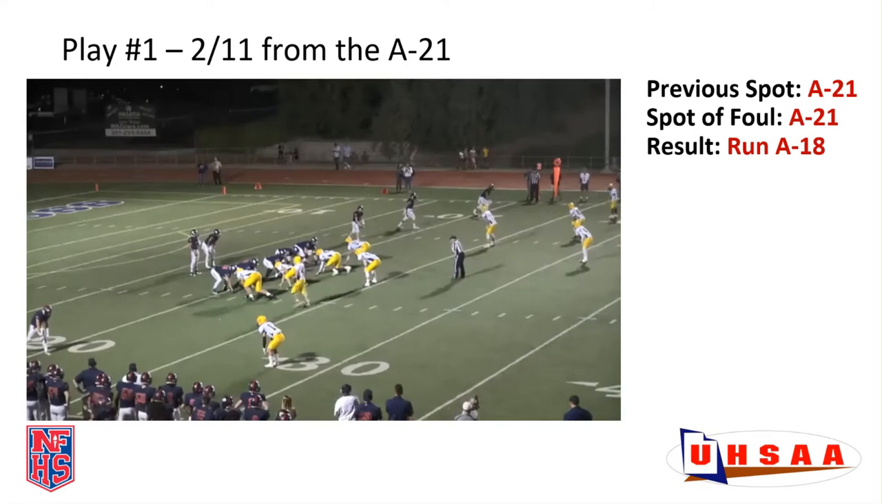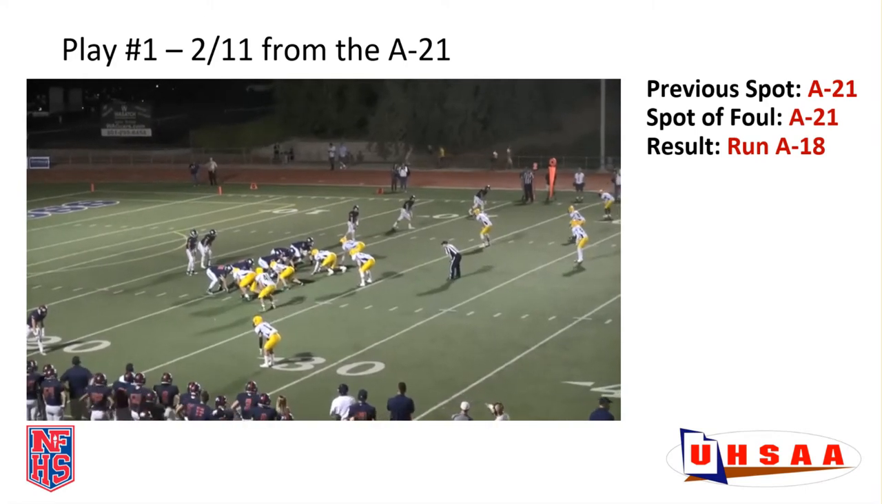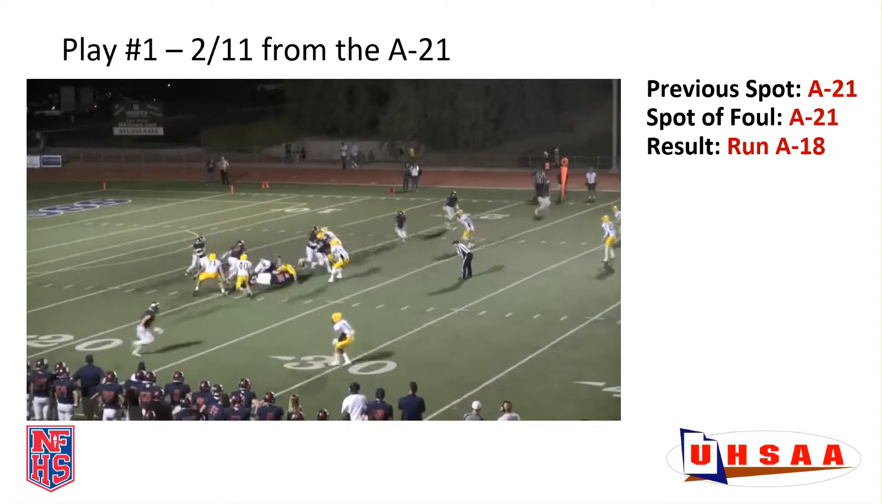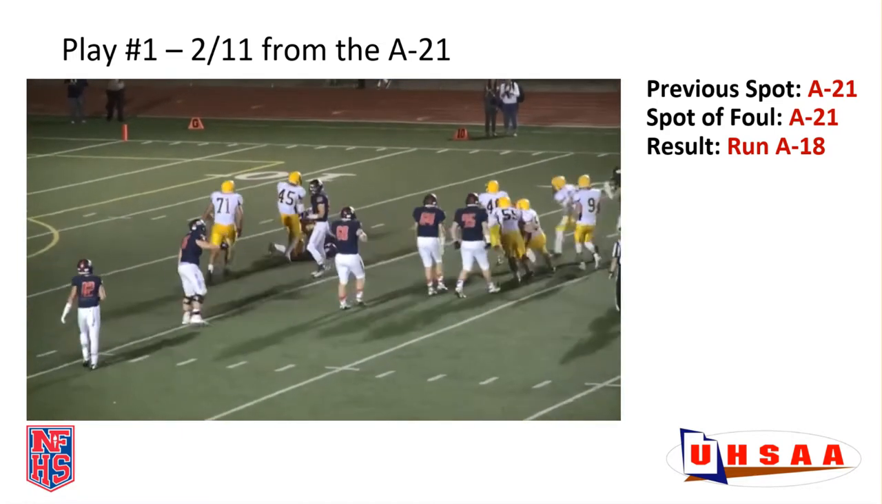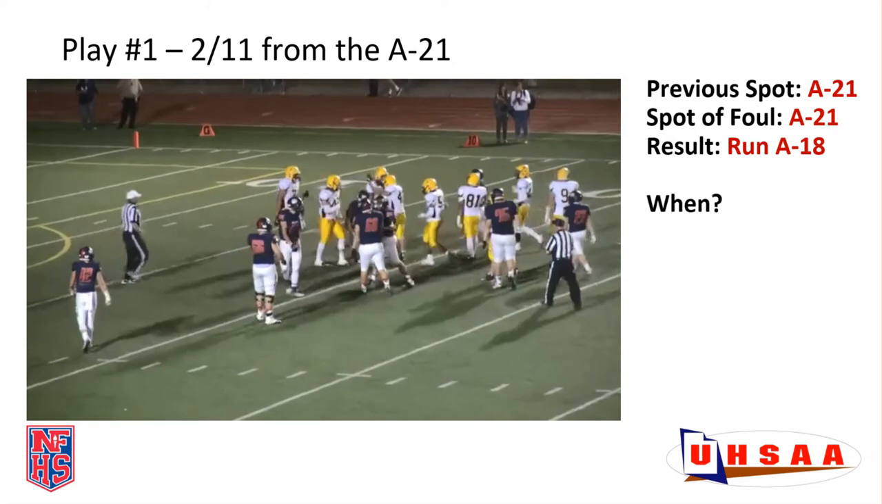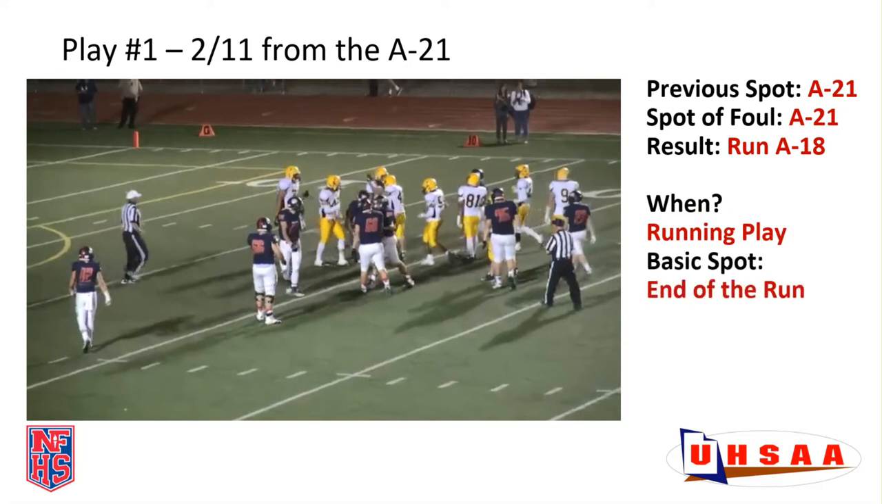Let's keep the play going here, and you can watch it again. Watch the center and the right guard. There's the illegal block. The quarterback runs the ball and is tackled for a 3-yard loss. So when did this foul occur? Well, the answer is during a running play. So the basic spot for a foul during a running play, according to our chart, is the end of the run. That's the A18.